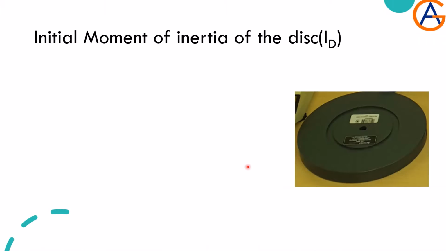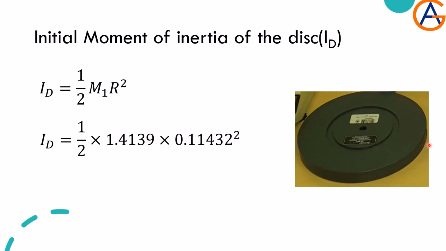So we have measured the mass of the disk and the radius of the disk. Let's calculate the moment of inertia of the disk. The formula is half m1 R squared, where m1 is the mass and R is the radius. Substituting the values, we get 9.24 times 10 to the power minus 3. The SI unit for moment of inertia is kilogram meter squared. This is also a constant value in this experiment. Throughout the experiment, the moment of inertia for the disk alone is this much.